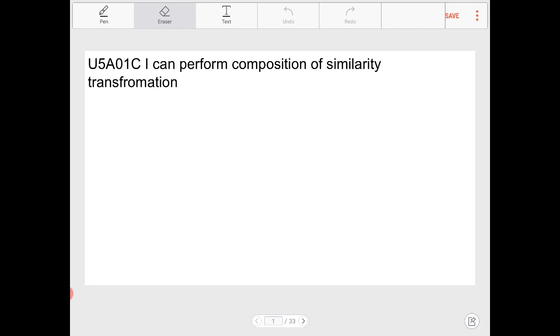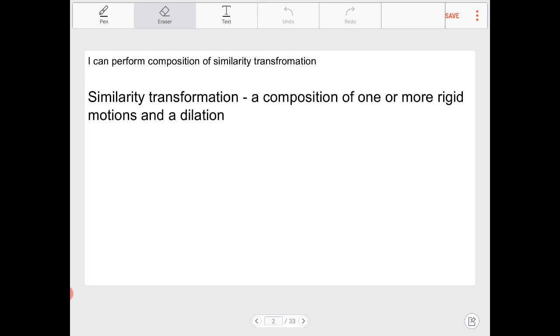Okay, so let's discuss what exactly is a similarity transformation. This is the first time that I'm using the word similarity. We've used the word transformation in the past. Transformation is basically changing the original object and creating an image from that original object, either by translation, rotation, or a reflection. So a similarity transformation is just a composition of one or more rigid motions plus a dilation.